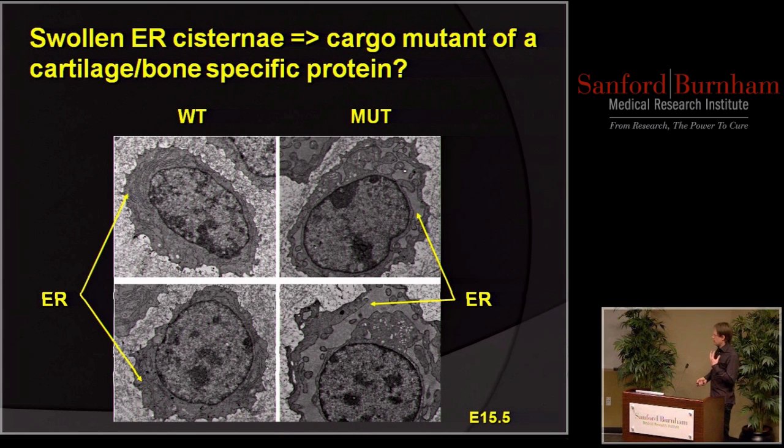Now, it's what you often see when you have a cargo mutant of a cartilage or a bone-specific protein, for example, osteogenesis imperfecta, type 1 collagen mutations that result in the retention of collagen in the ER. The osteoblasts of these patients actually have a swollen ER. The same for metaphyseal chondrodysplasia type Schmid, which is a mutation in collagen 10, which leads to misfolding of this protein. These patients' chondrocytes also have a swollen ER. So when we looked at this, we thought that the ENU mutagen had induced a mutation in a cartilage or bone-specific protein, which prevented secretion.